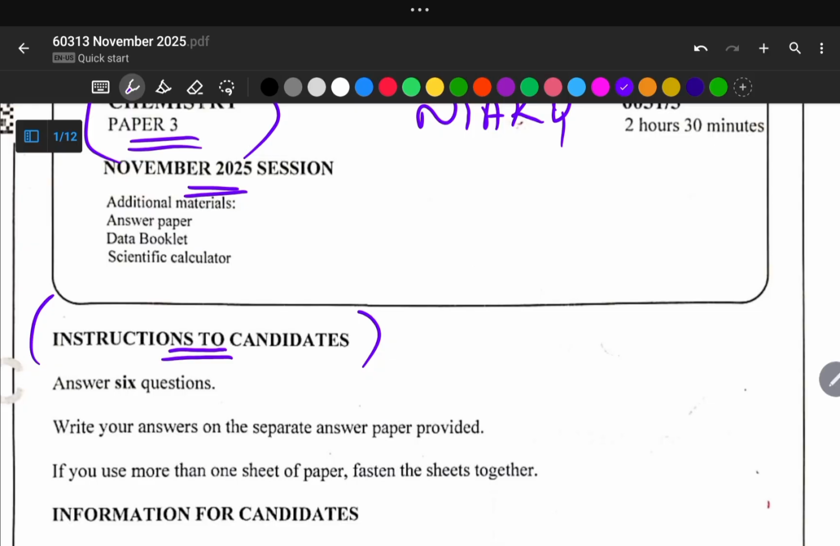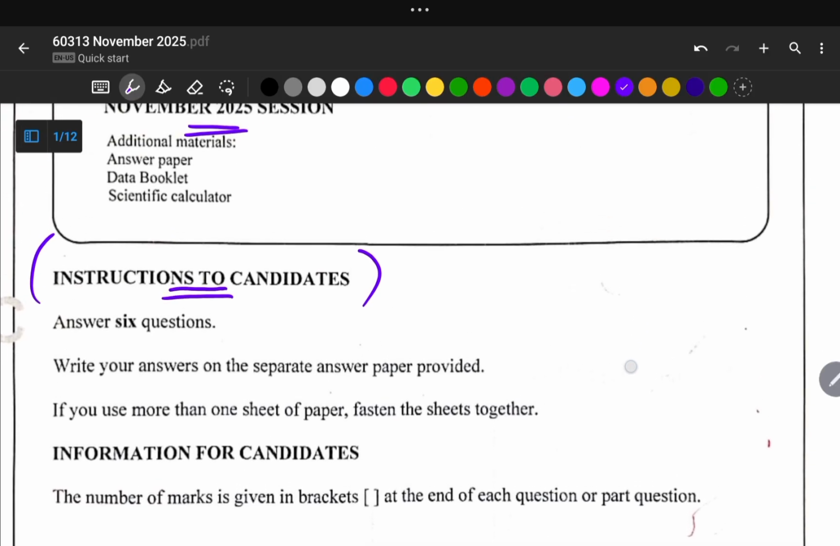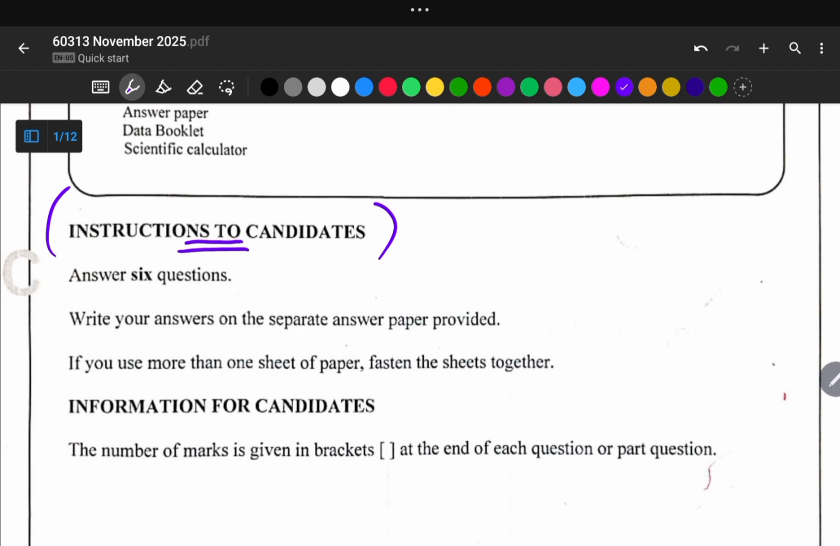So we are starting with section A. For section A, we are required to answer any two questions, but for the sake of revision, we are going to answer all the questions, right?